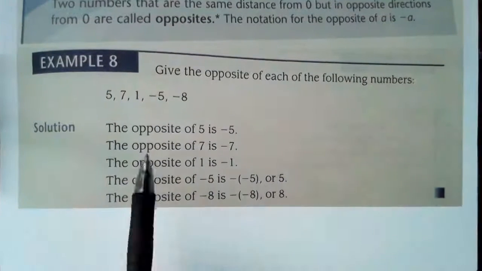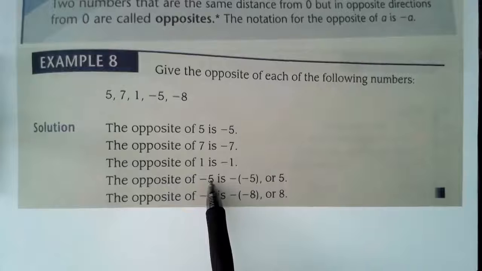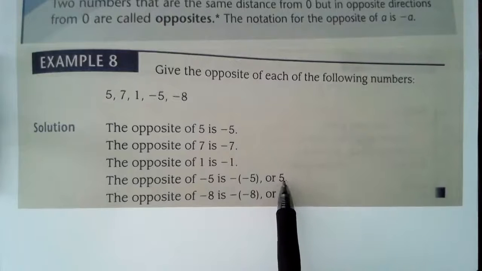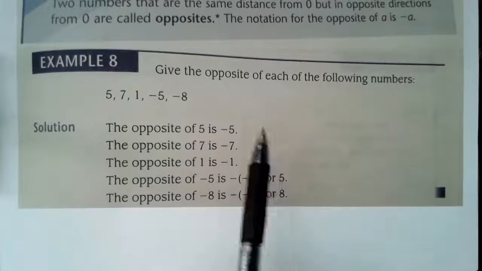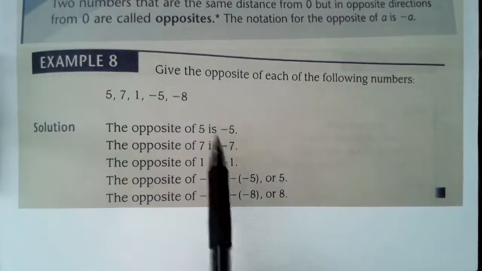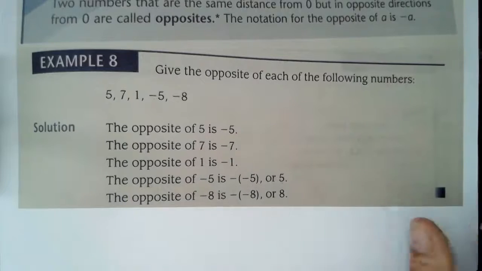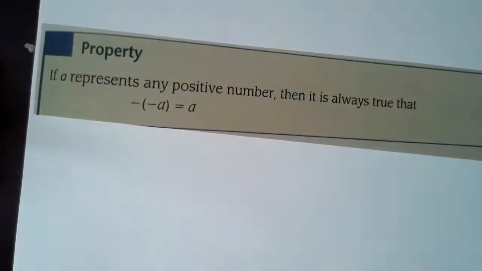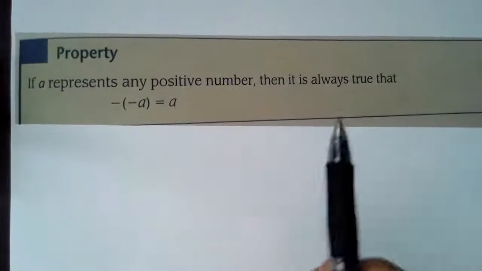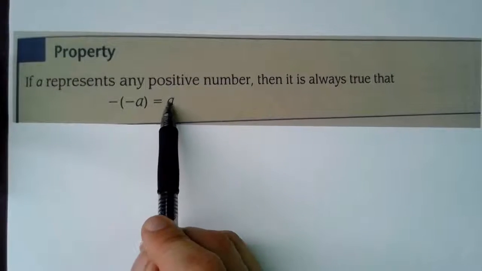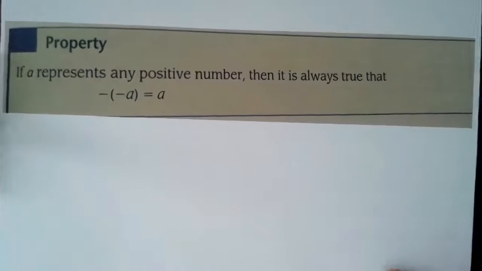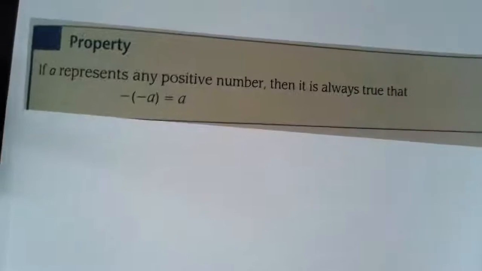The opposite of negative 5 would be positive 5, right? Because the negative of a negative is positive. And the opposite of negative 8 would be positive 8. Okay, so if you have any positive number, the negative of a negative is equal to positive. These are just some things that we're refreshing here.